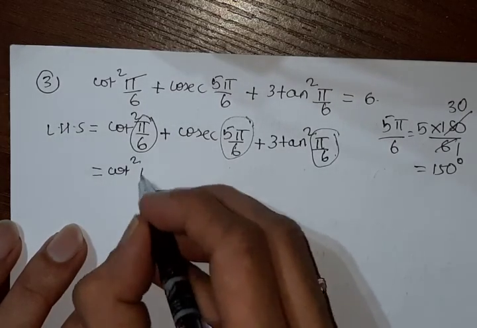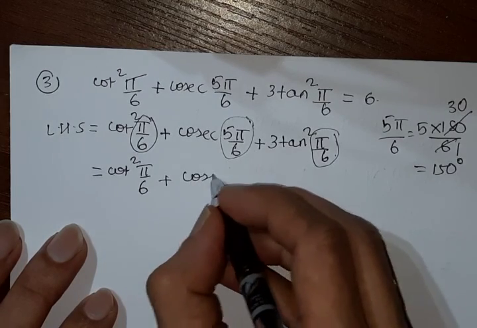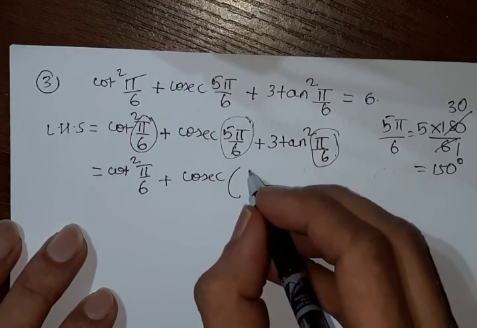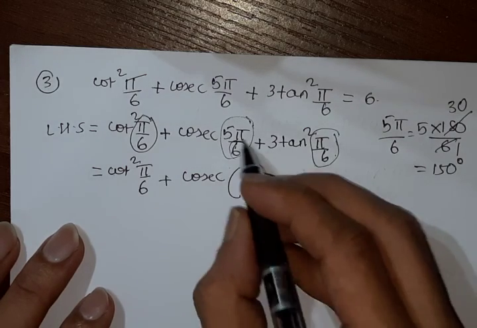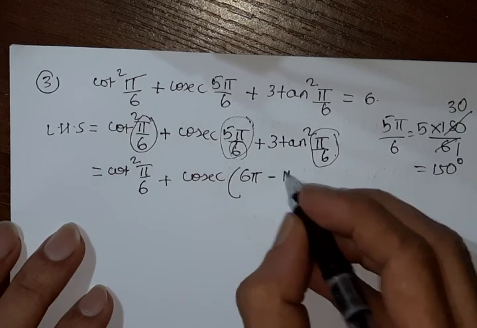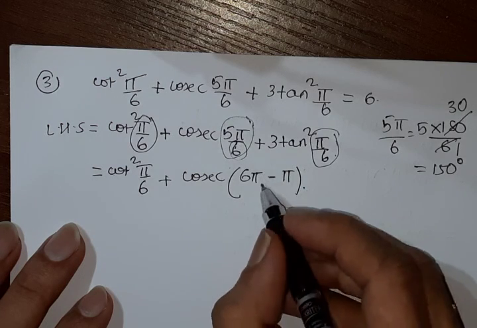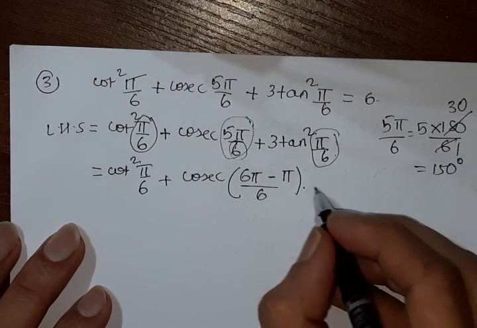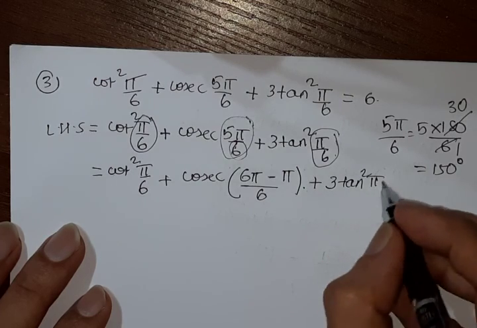So cot square pi by 6 plus cosec 5 pi by 6 is what? Here in the denominator again you have 6. So 5 pi I can write as 6 pi minus pi. 6 pi minus pi is 5 pi, divided by 6. Plus 3 tan square pi by 6.